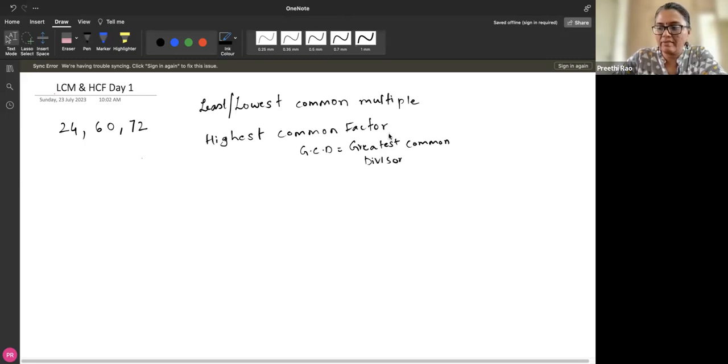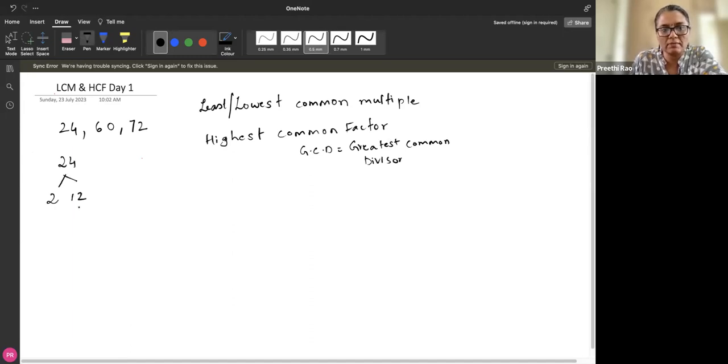Okay. So I have these three numbers. And today we are going to see HCF and LCM by prime factors. So what do I have to do? I have to find the prime factors of 24, isn't it? Some of us do the factor tree.